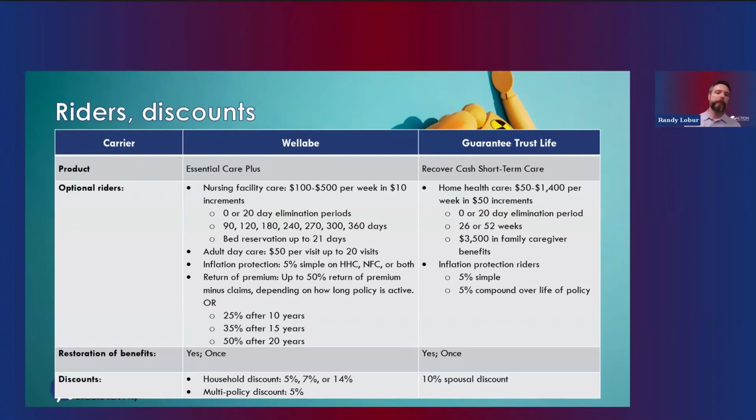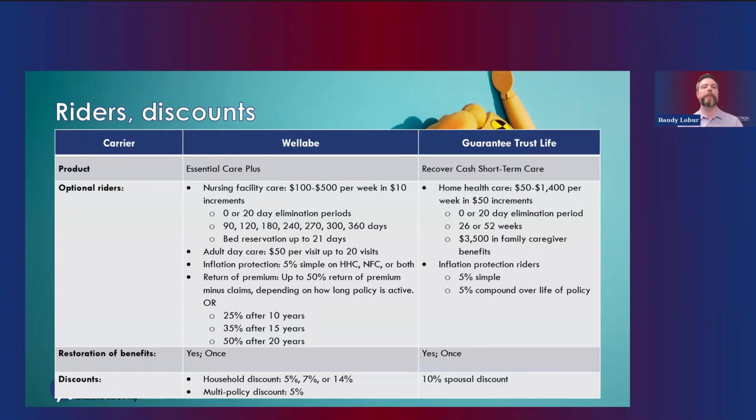They do offer an adult daycare rider that can be helpful, especially if you have caregivers in the family who might need a respite from taking care of the person who is incapacitated at the moment. $50 per visit, up to 20 visits during a benefit period, which can be helpful. There is an inflation protection rider that you could consider adding here as well. We know that the cost of care never gets cheaper. Home health care is going to continue to increase. So is nursing facility care. So you can add a 5% simple inflation rider onto one or both of those core benefits.